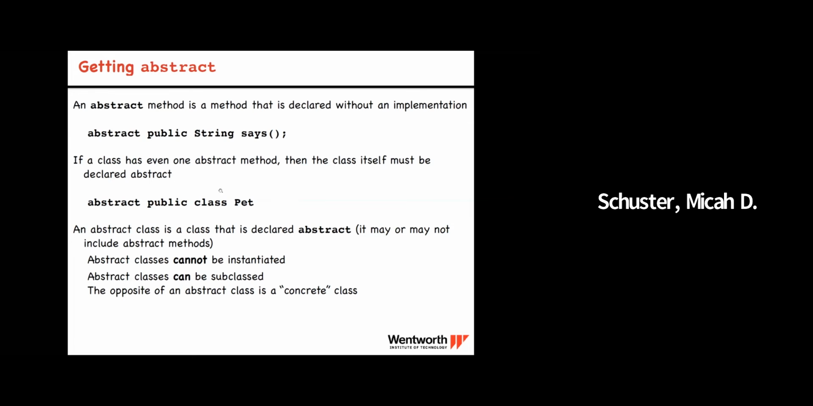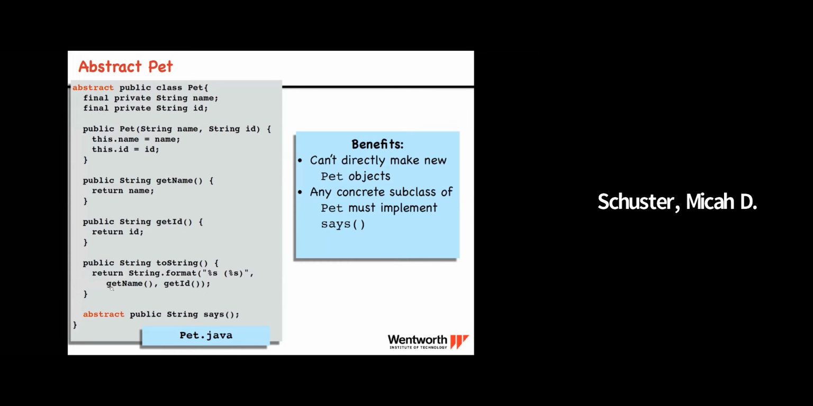We made pet abstract as well, so we can't create an object of the pet class, but we can subclass it. So we can create our concrete classes, cat and dog. And of course, that was quite easy to do. We just threw in the abstract keyword in a couple of places and made sure that says didn't have an implementation. It only has the signature and then a semicolon. So we can't make pet objects, and any concrete subclass like dog or cat must implement says. That's what we've made a requirement for any subclass of pet. So this is definitely useful for us.